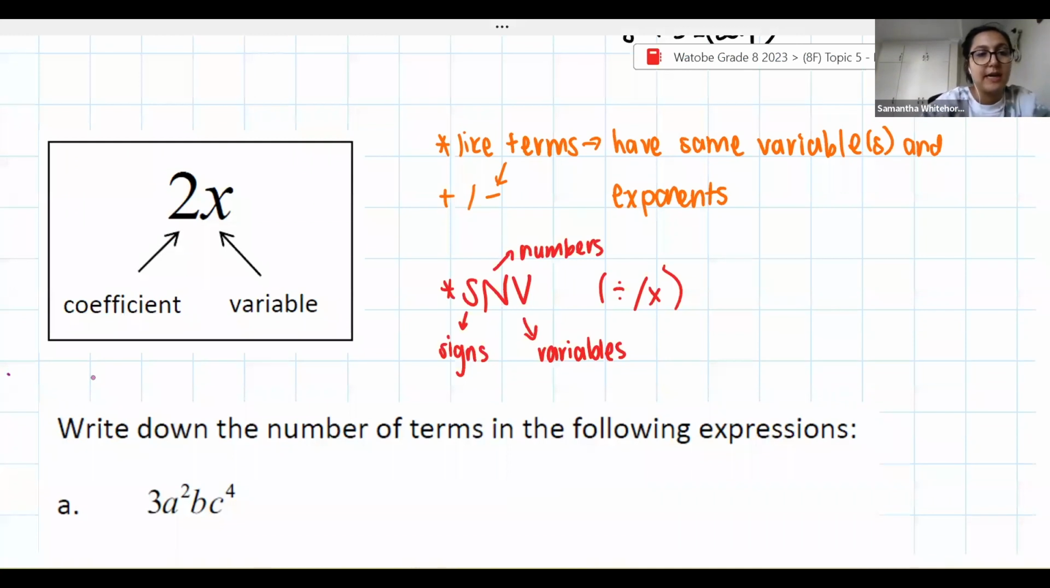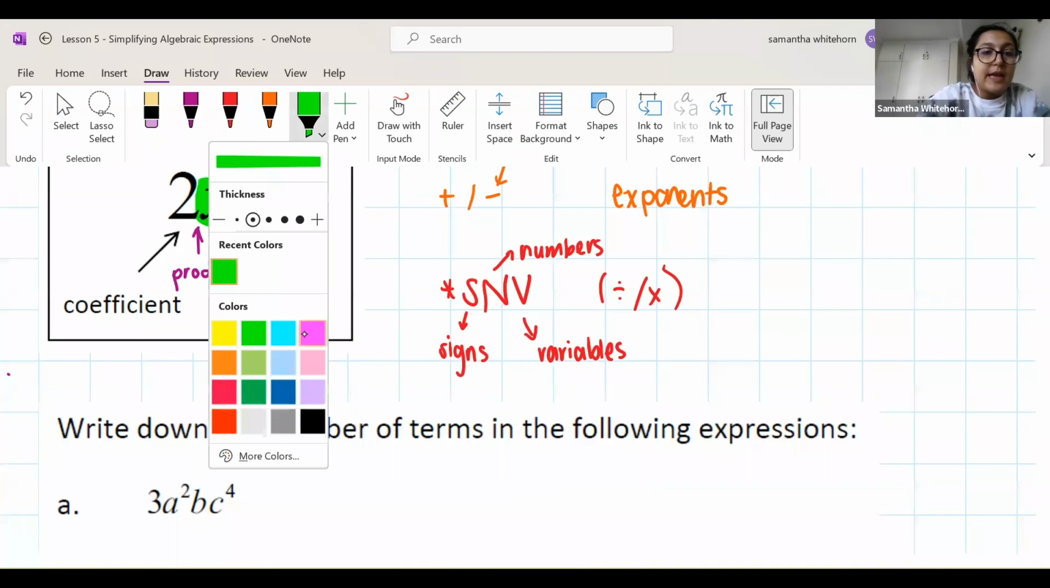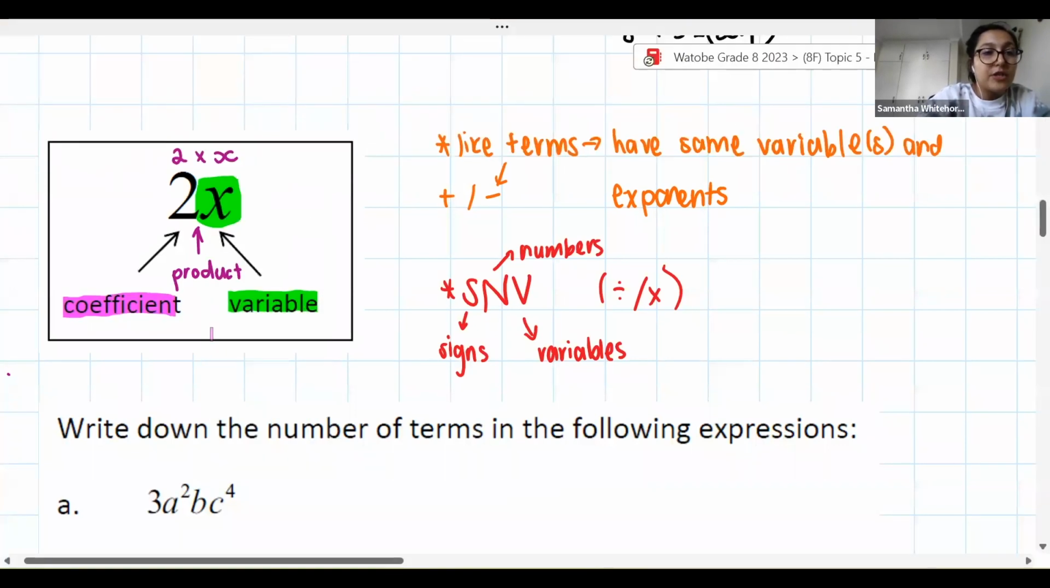So if you have a look at this block here, we have got the term 2x. Now, what we need to understand is that this is saying 2 times the variable x. So this is actually a product between the number 2 and the variable x with times in. And each part of this term has a specific word that we associate with it. So the variable part of this we already know is any letter that represents an unknown in our expression or in our term. And then we have this coefficient. Now the coefficient is the number in front of our variable.